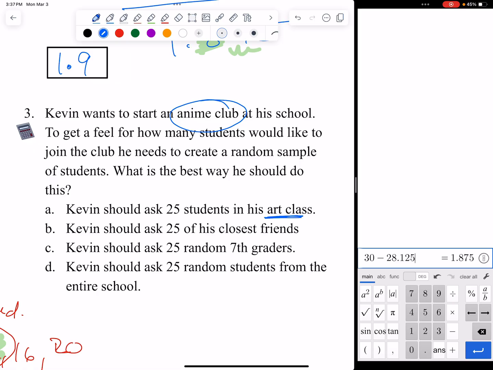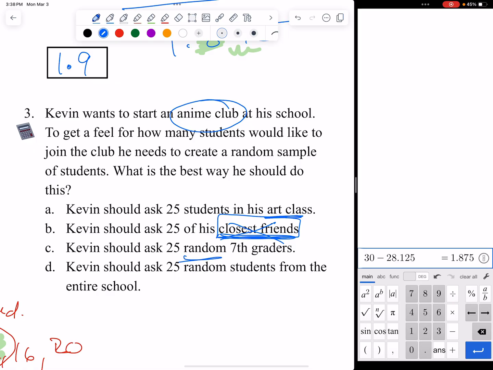Okay. Closest friends? No, that's almost never the answer. Don't ask closest friends, okay? And the reason is usually it's biased, because think about it. If he wants an anime club, if he's into anime, maybe some of his friends are going to be in it as well. So it doesn't really help, right? If you want an unbiased result, you want to see what's really going to happen.